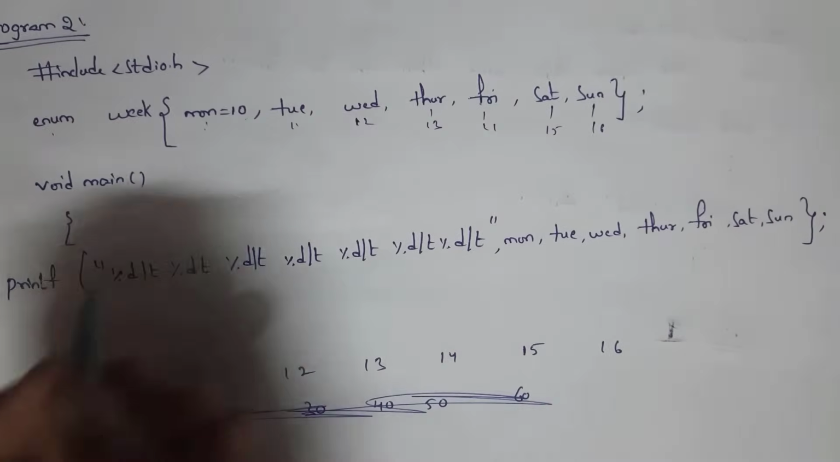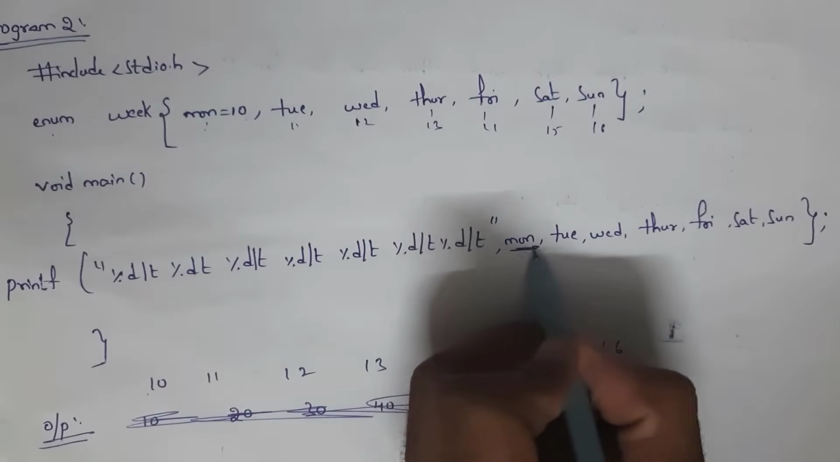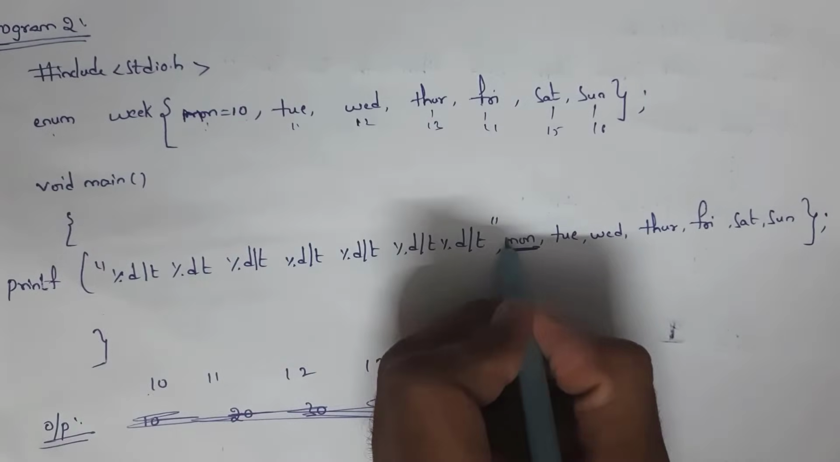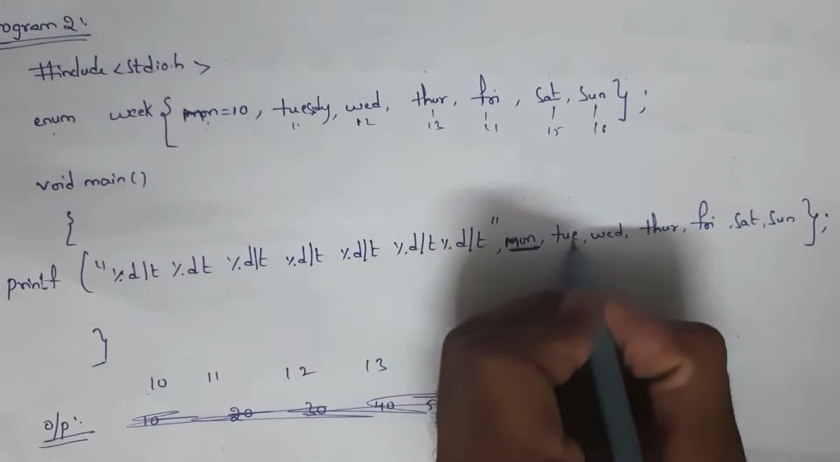This is the output. Whatever names I use inside the enumeration, the same names I need to use here inside printf. For example, if I use capital M here, then here also I need to use capital M. Otherwise, I will get an error. For example, if I write the full name here, then here also I need to write the full name.